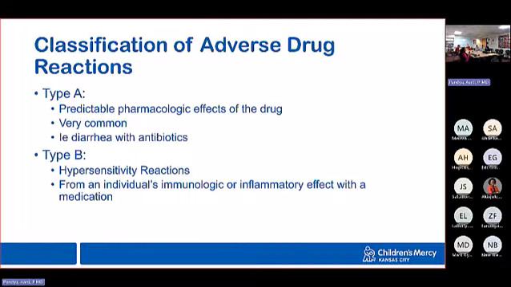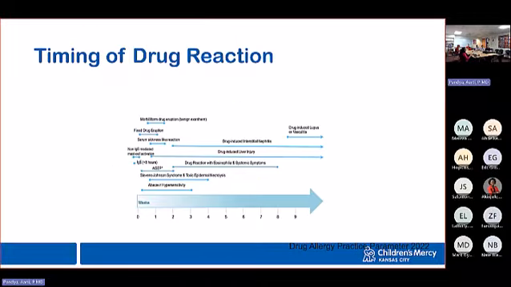So type A is a predictable pharmacologic effect that occurs with a medication. These are very common. An example of this would be diarrhea with antibiotics. And so this is not dependent on the individual's immune response. Type B adverse drug reactions are what we consider our hypersensitivity reactions. So this is an individual's immunologic or inflammatory effect on a medication that results in the clinical outcomes. So assuming that we are having a hypersensitivity reaction to a medication, there's various different ones that we are going to hit on in this talk.